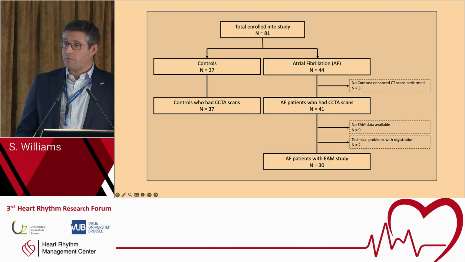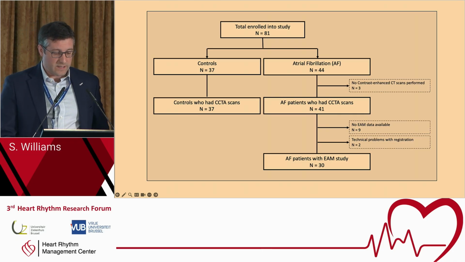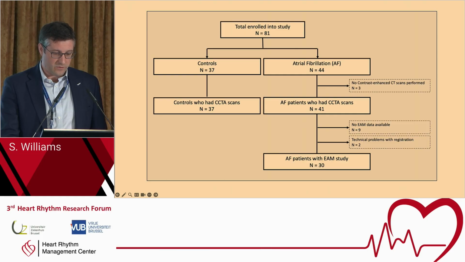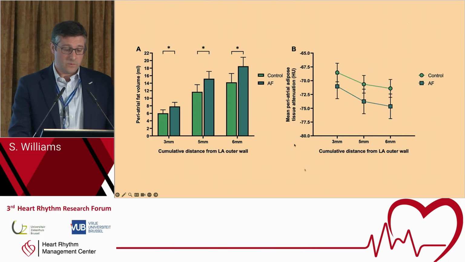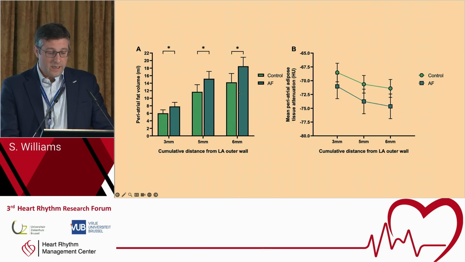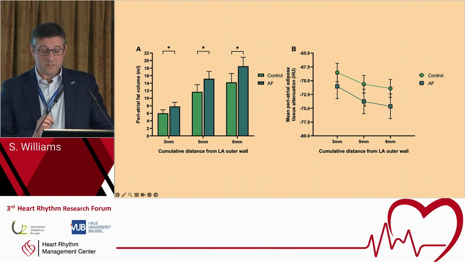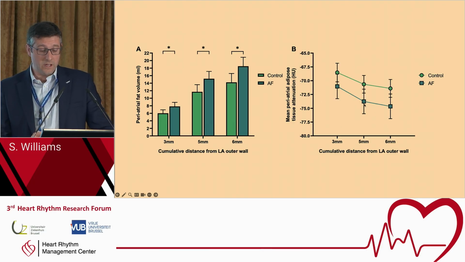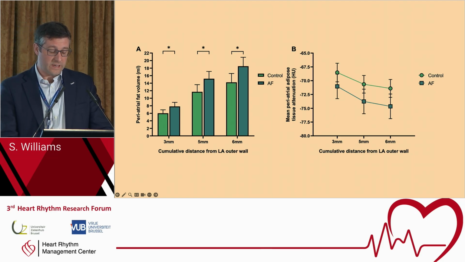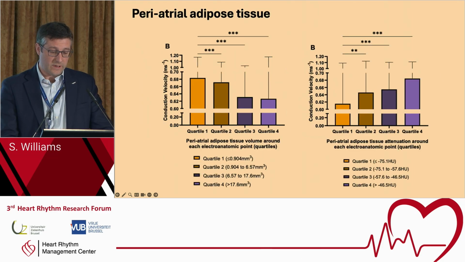And then within the atrial fibrillation group, we have about 30 patients in this data set who underwent high-density electroanatomic mapping, representing a sub-study linking electrophysiology to periatrial fat. Now, consistent with the previous data, on the left, we found that periatrial fat volume was increased amongst atrial fibrillation patients. So this isn't new data. However, on the right-hand side, we've actually found that periatrial fat attenuation was reduced rather than increased amongst atrial fibrillation patients. And so this was a surprising finding.